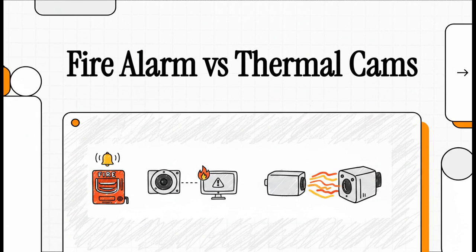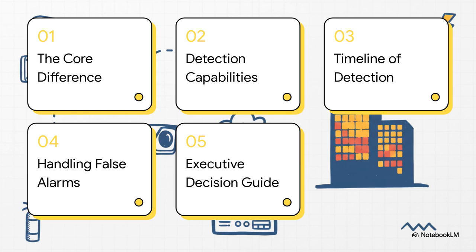So, in this explainer, we're going to break down what these systems actually are, how they work in the real world, and exactly how to choose the right one for your setup. Okay, let's dive right into this. Here is our roadmap for today. We're going to breeze through the basic definitions and get straight to the good stuff. We'll cover the core difference, look at detection capabilities, map out the timeline of detection, talk about handling those annoying false alarms, and wrap up with a really practical executive decision guide.